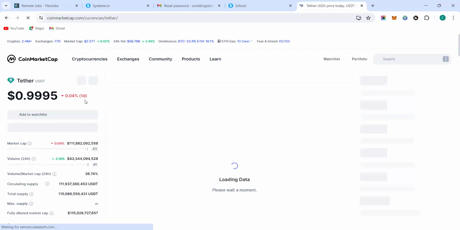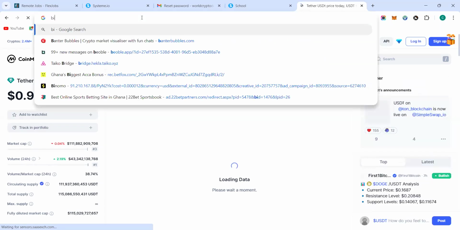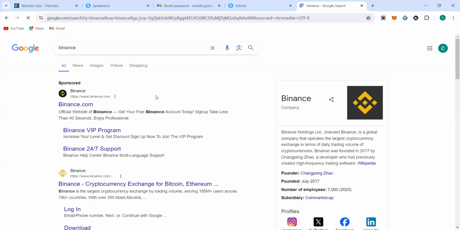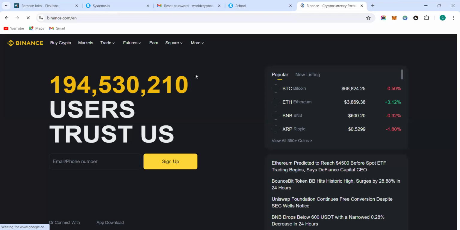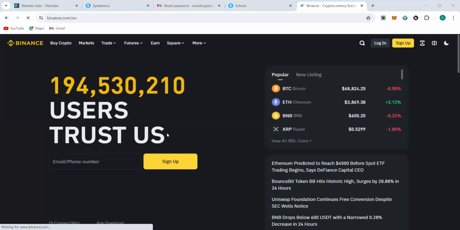First of all, you're going to do that through a centralized exchange. Examples of centralized exchanges are Binance. If you've ever heard of Binance, drop me a one in the comments. All right. Okay, Idrisu, you've heard of Binance. Great. So this is Binance.